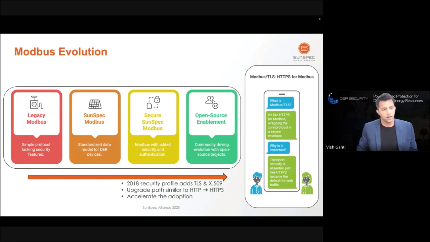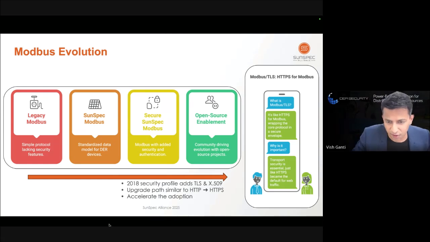So historically, we've always had Modbus in the ecosystem. It's the most common protocol, ubiquitous across the industrial ecosystem. Then came SunSpec Modbus, which allowed standardization with respect to the schemas as well as the vocabulary with respect to how the systems work. What was missing in that was the idea that you could secure those ports.